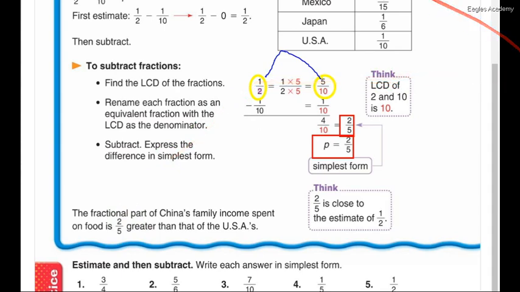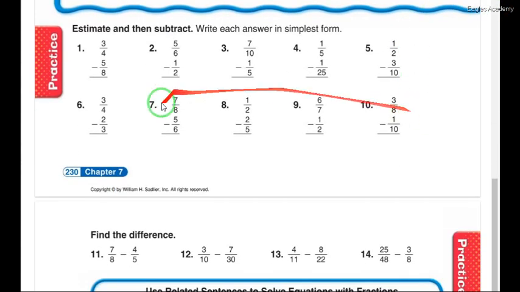Okay, so this is how we subtract fractions. It's a super easy lesson. You just have to make like denominators, then simply subtract. Super easy. Now let's go to our questions, page number 230.